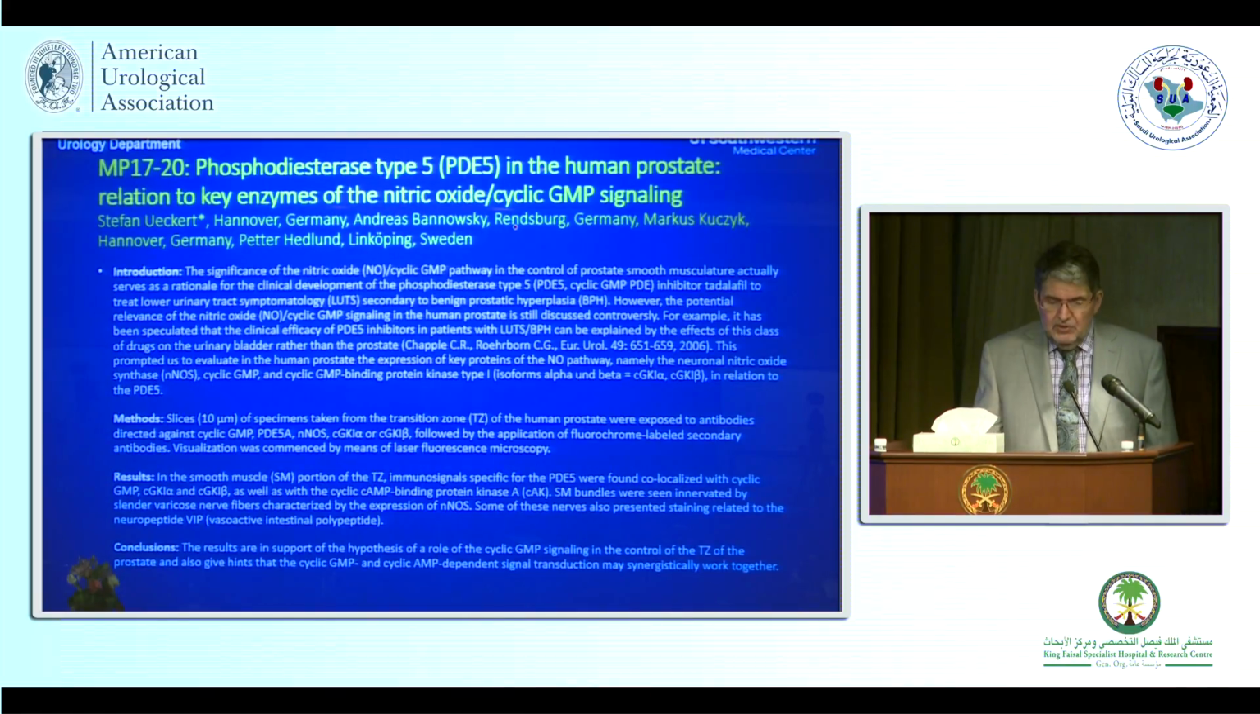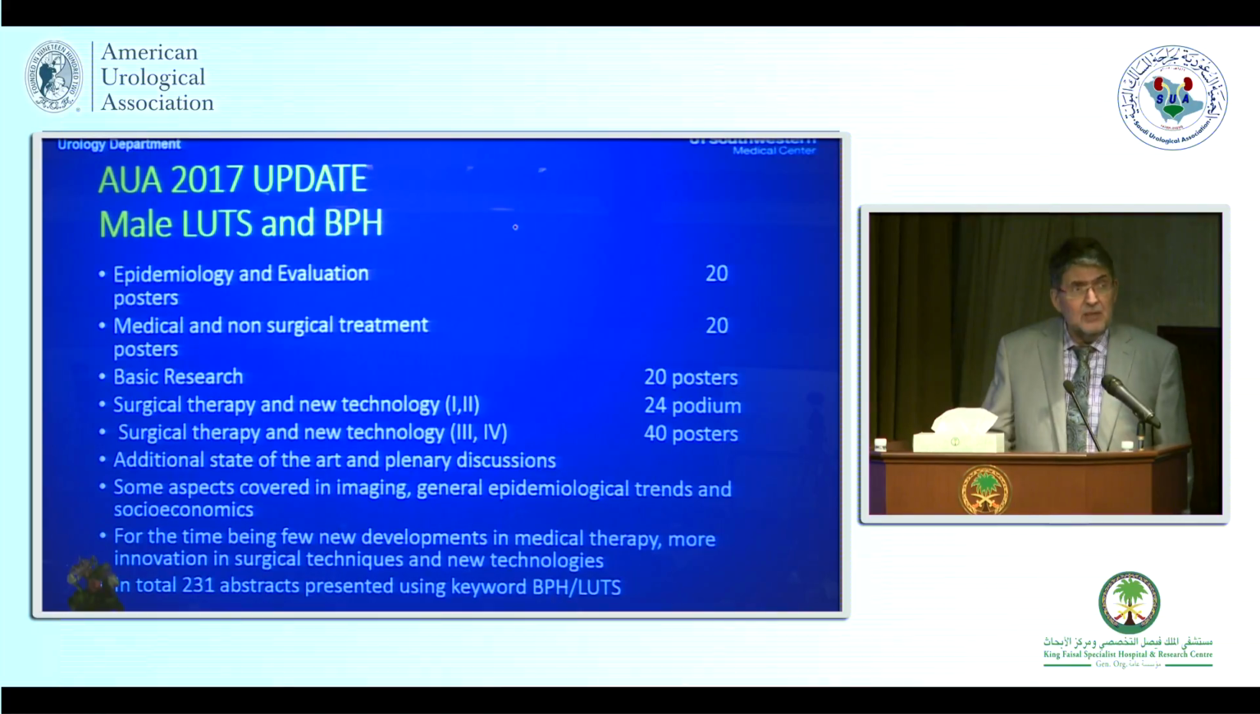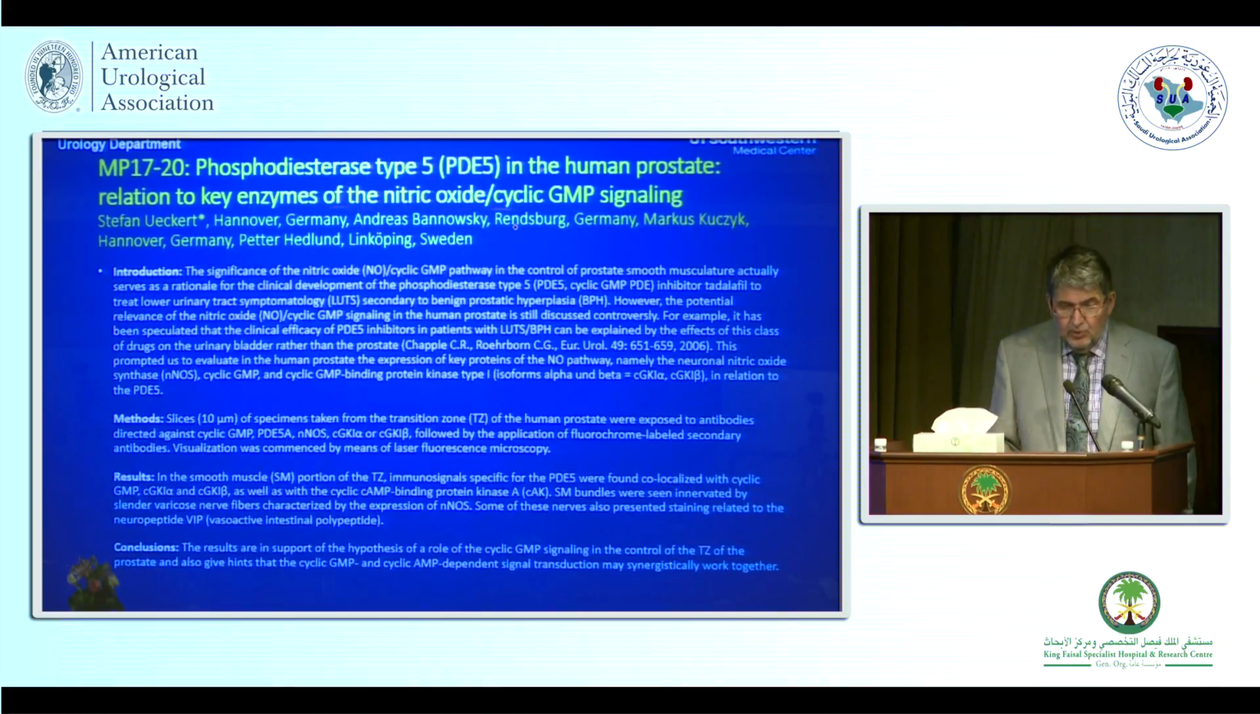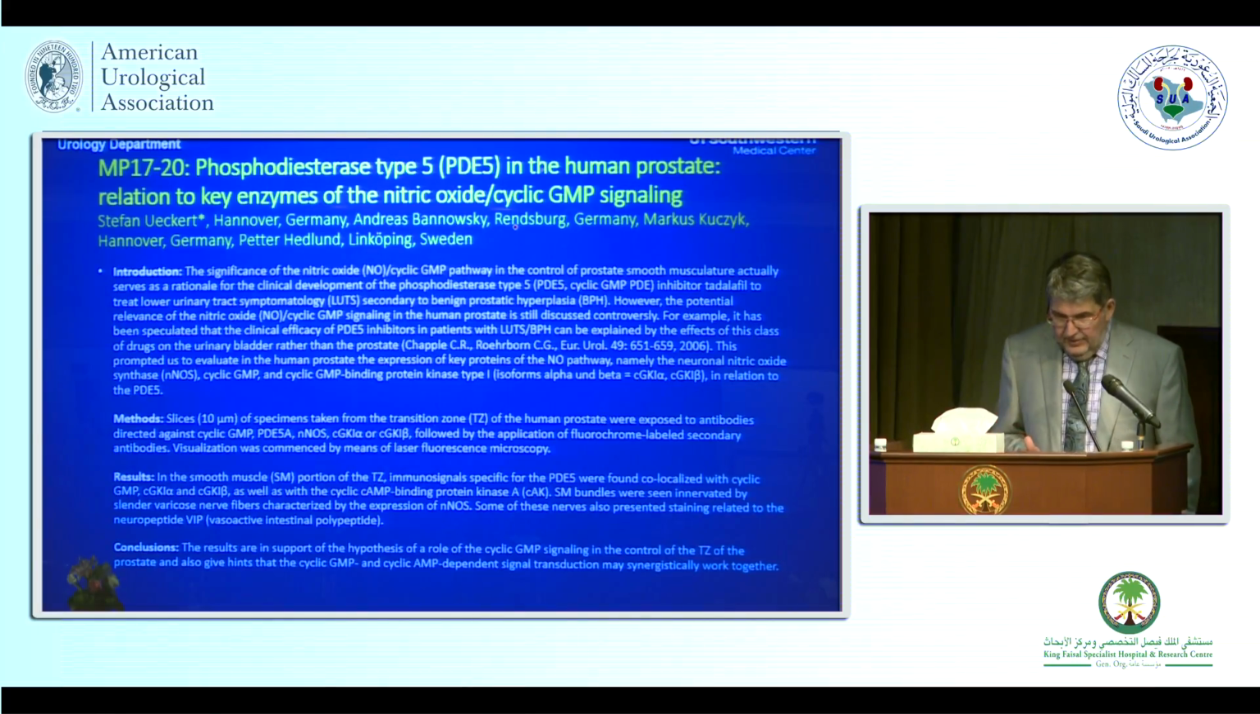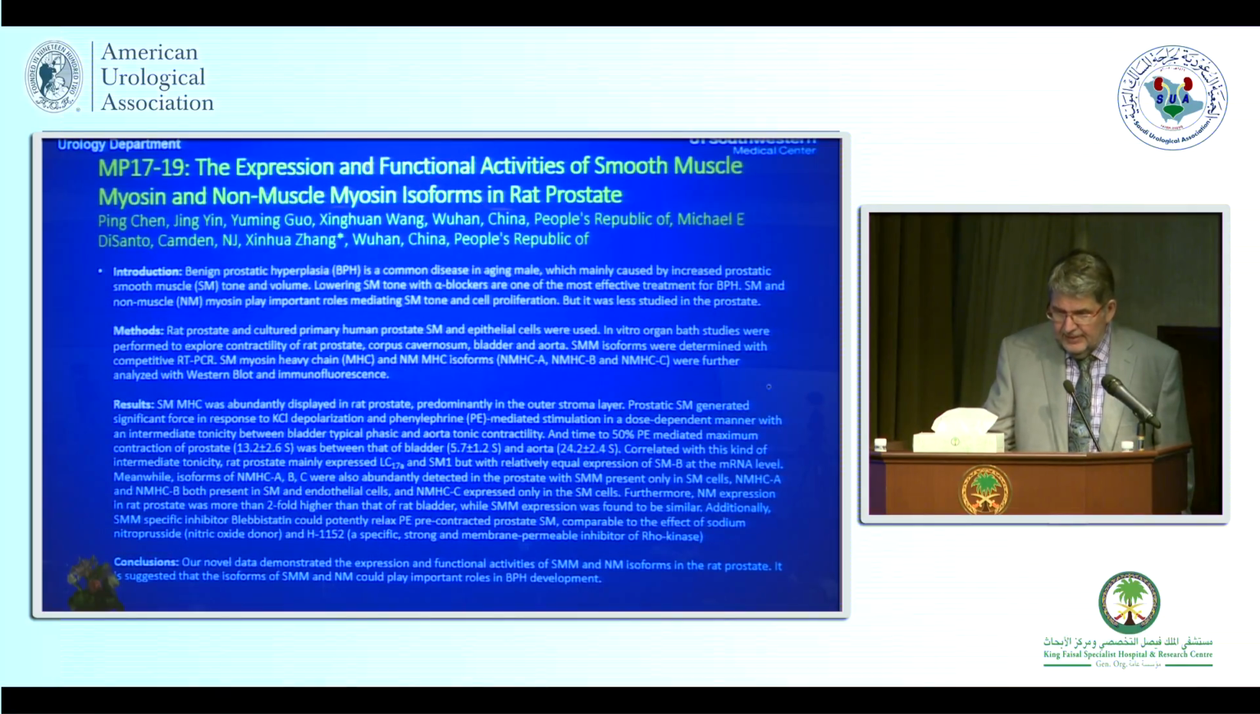Now, there was a session on basic research. 20 posters were presented, and I know this is kind of a little bit boring. I'll just give you a little bit of an idea as to what people are thinking, what people are doing. Stefan Uckert and Peter Hedlund, these are two people who are very active in the research in PDE5 inhibitors, and specifically the PDE5 in the human prostate. And they demonstrated here that the PDE5 controls the transition zone of the prostate, and so gives credence to the idea of using PDE5 inhibitors in BPH. I'm not going to dwell on that.